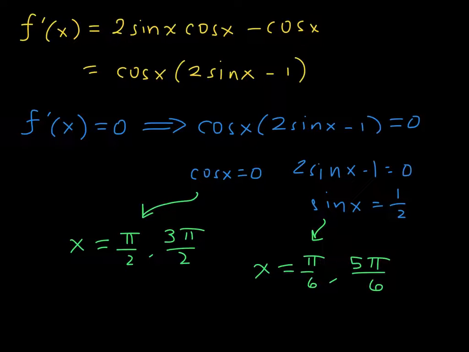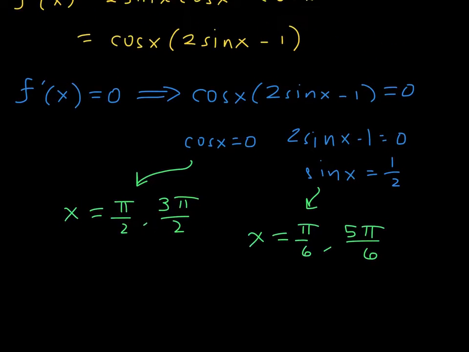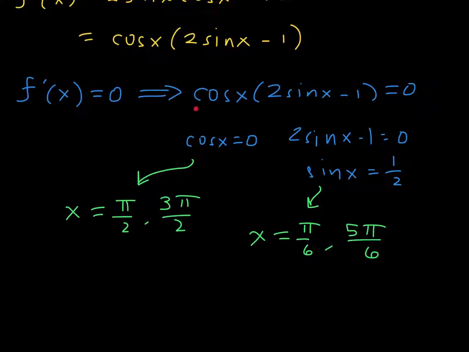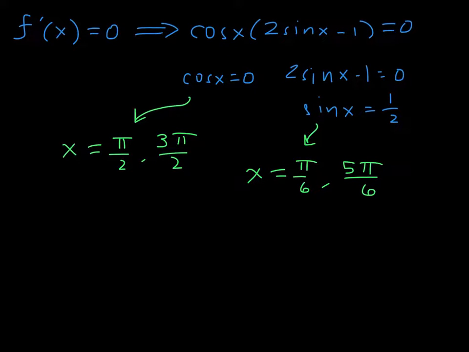Now, these critical points partition our interval. Remember, our interval is from 0 to 2 pi, and so we want to track the sign of f prime. All right, so here we go. Here's f prime right there. So I'm going to go ahead and move this up like that, and these are our intervals.